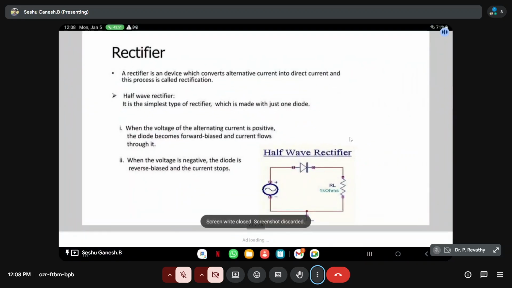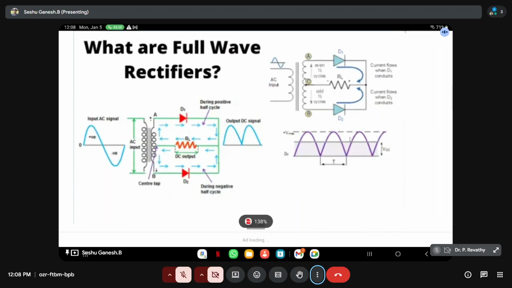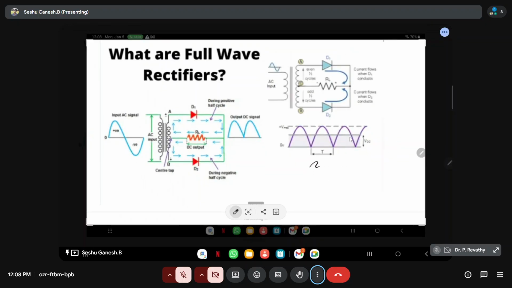This is the working principle of a half wave rectifier, and you can see here a full wave rectifier. How a full wave rectifier is going to work. So when we need the output for a half wave rectifier, the output current was only conducting in the positive half of the cycle. In the other half cycle there was no output. That is half wave rectification.